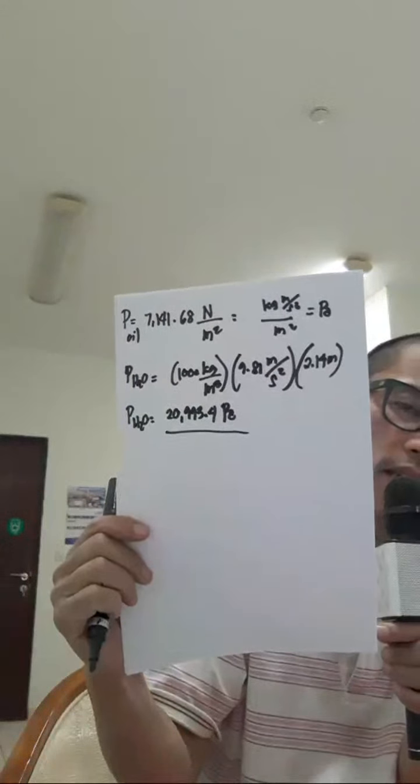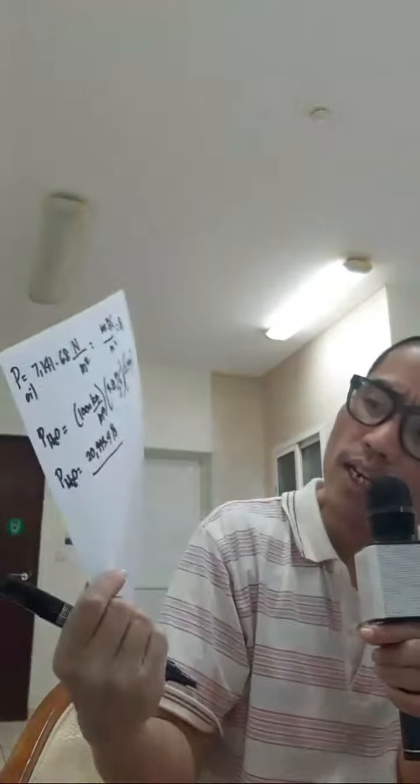Okay, review 2.14 times 9.81 times 1,000. So, okay, it's correct. And then, like that. So, the pressure of water is 20,993.4 Pascal. Okay, we computed already the individual pressure.